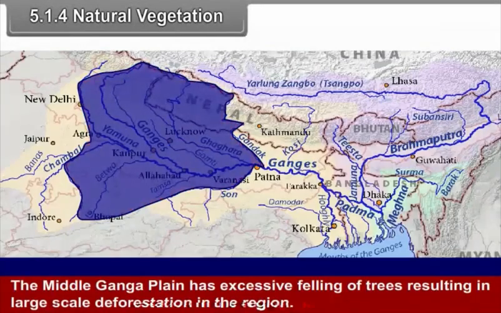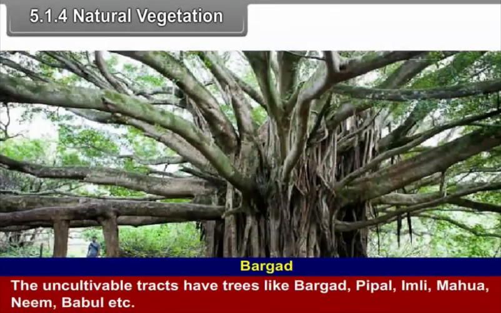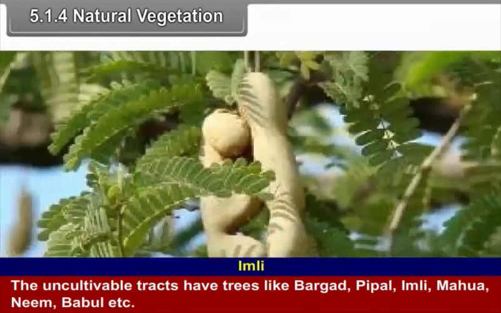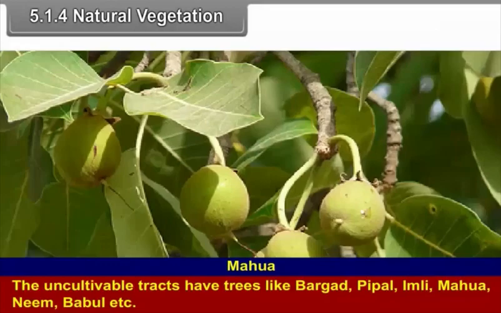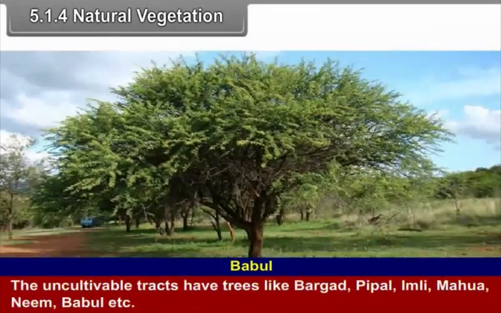The Middle Ganga plain has excessive felling of trees, resulting in large-scale deforestation in the region. The uncultivable tract has trees like bargad, peepal, imli, mahua, neem, babul, etc.